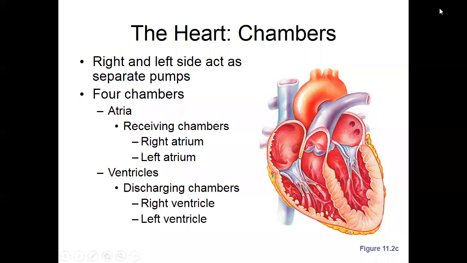So the left and right sides act as separate pumps. The atria receive blood from either the systemic circulation or the pulmonary circulation. The ventricles discharge blood into either the pulmonary circulation or systemic circulation.